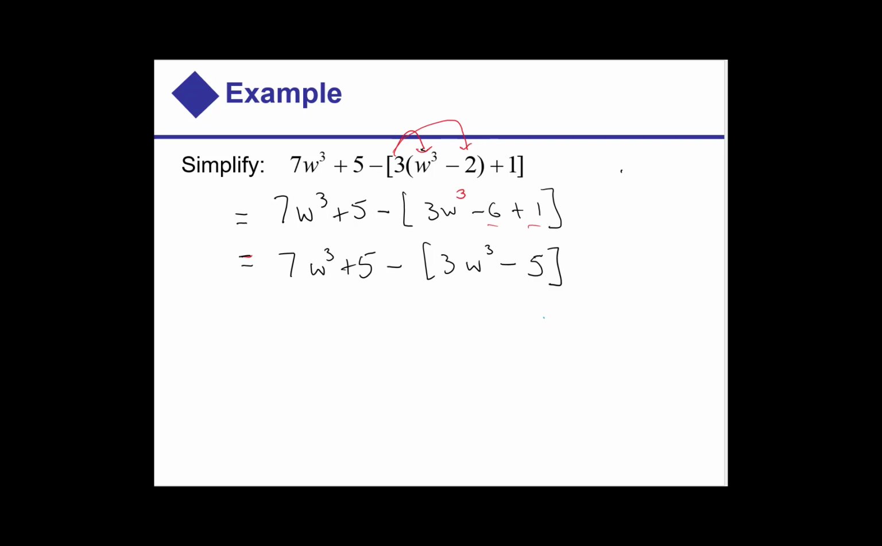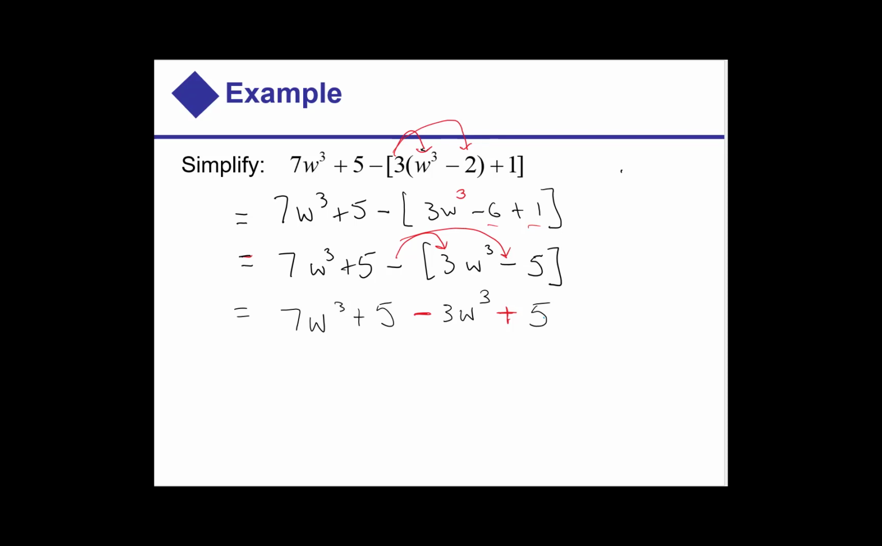Okay, there you can see I put negative 6 plus 5. Those like terms went together. Now I have a group still, but I cannot do any more work in the group. But outside the group happens to be a subtraction. I'm going to treat that like an opposite and do the opposites here. So the 3w cubed became negative 3w cubed, and the negative 5 became plus 5.